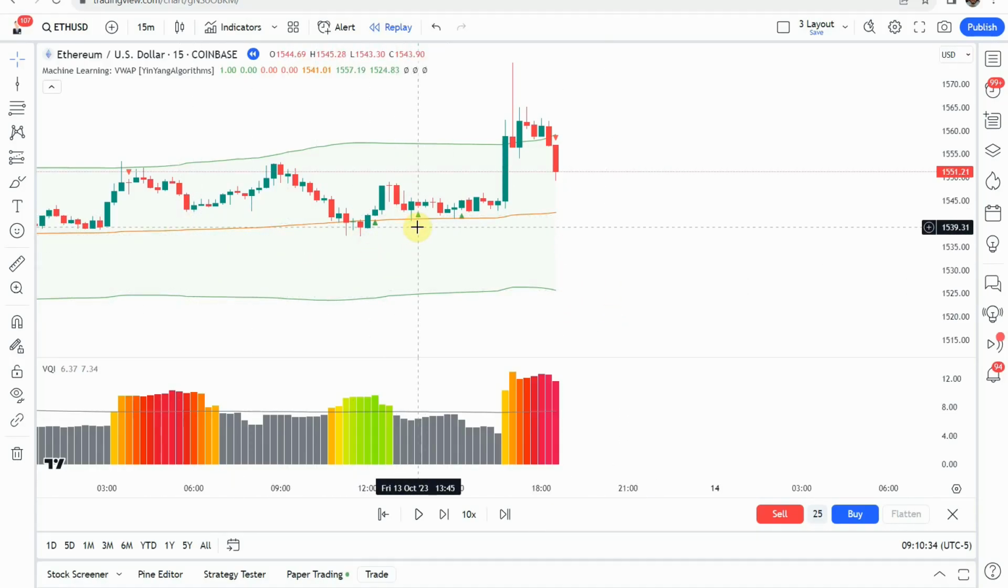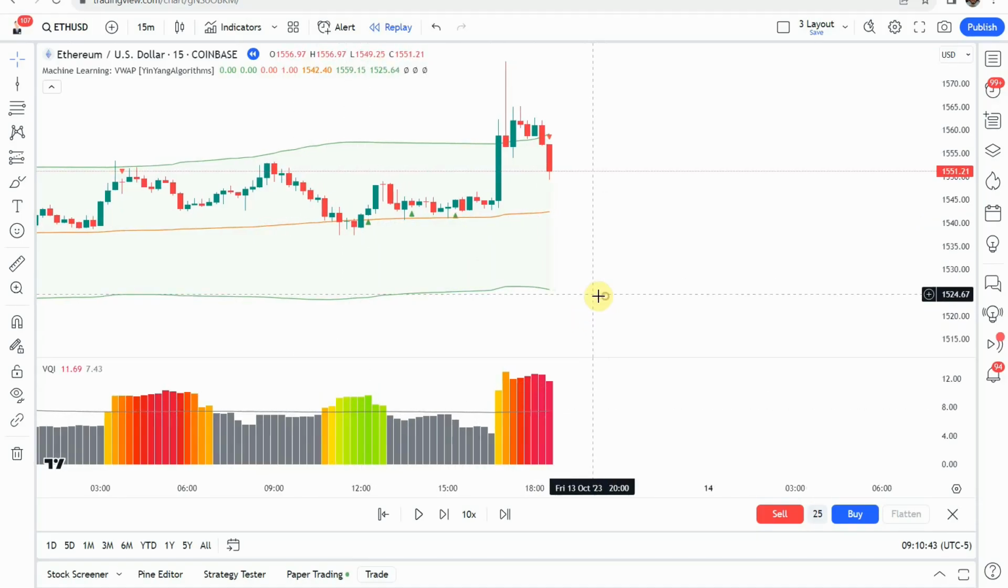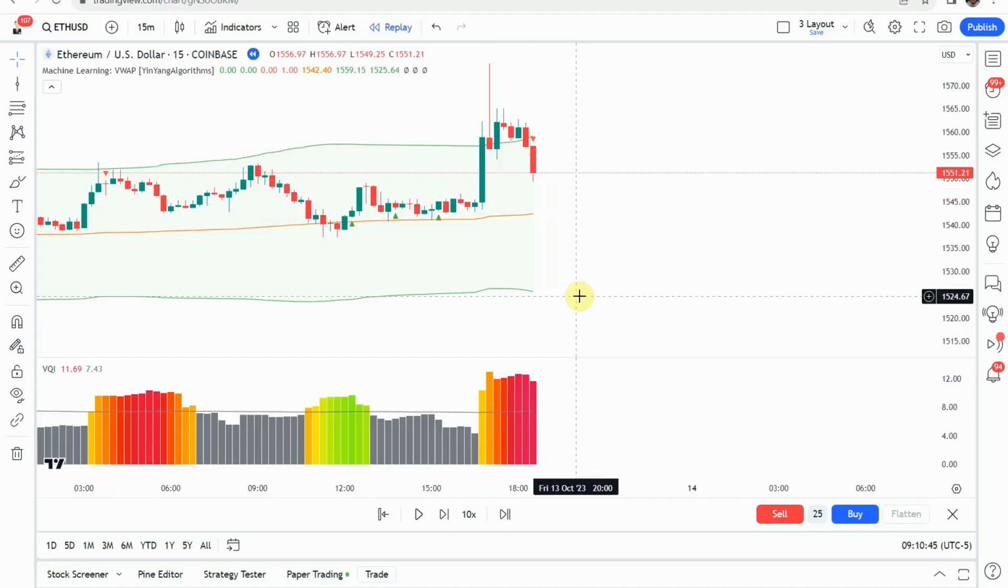Again, you would look for it to break to the downside, the bands in red expanding, pull back to the midline, a red arrow pointing down, and then the confirmation with the VQI indicator, and then the 1 to 2 risk reward. All right, so that puts us at the end of the testing right there.